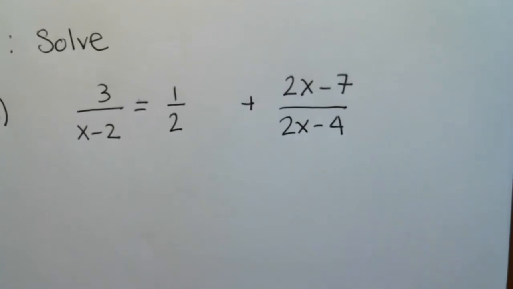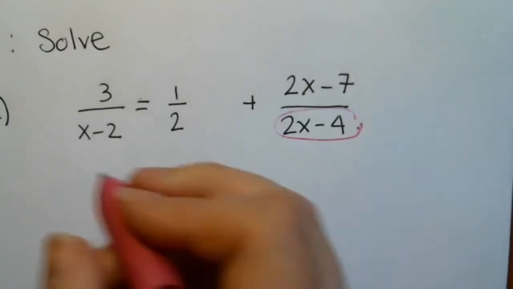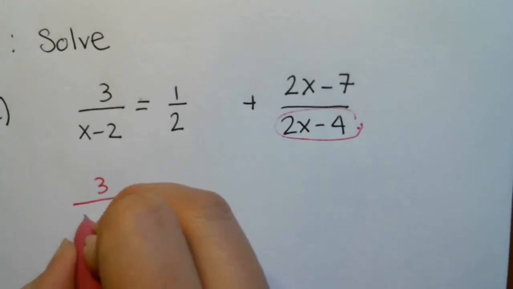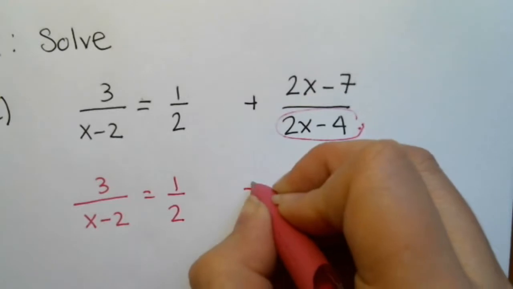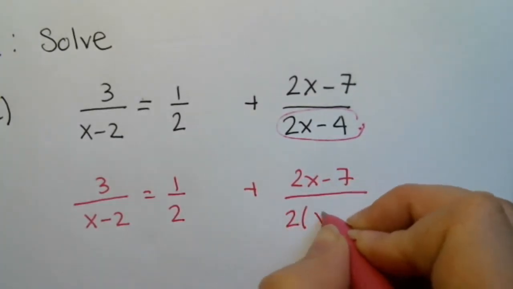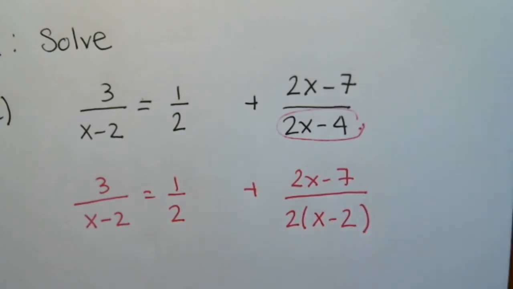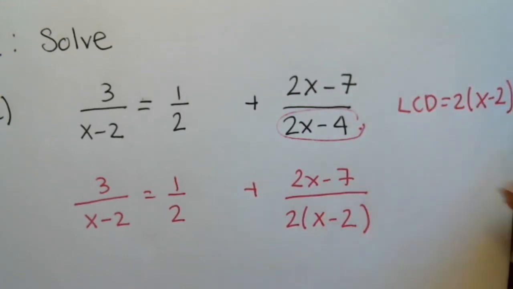Okay, so the first thing I'm going to do is factor the denominators. You can see the only denominator that factors is this one here. So I'm going to factor that denominator. And when I look at the collection of factors, I can see that the LCD is 2 times x minus 2. So I'm going to multiply everywhere by that factor.